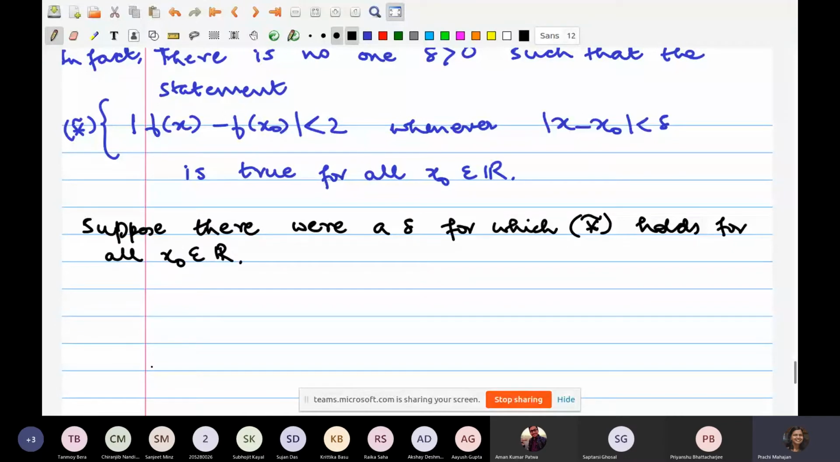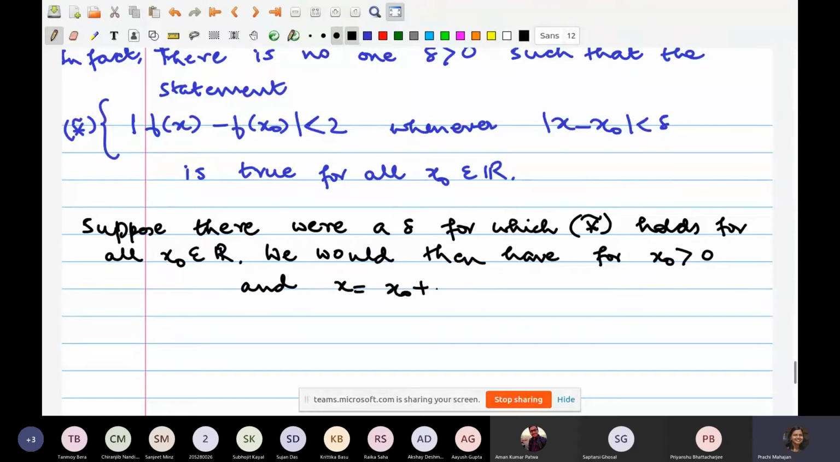So in particular, this would imply that no matter what point x I pick within the delta neighborhood of the point x0, f of x would lie in this neighborhood of f of x0 of length 2. So let me look only at positive x0, and x equal to x0 plus delta by 2.